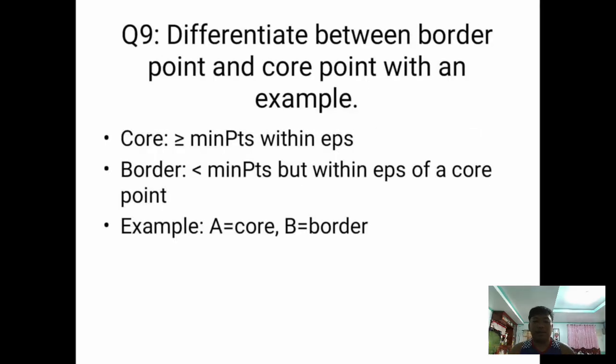And lastly, question 9 is differentiate between a border point and a core point with an example. A core point has at least min points within EPS. A border point has fewer than min points but is within EPS of a core point. Example: A equals core, B equals border.